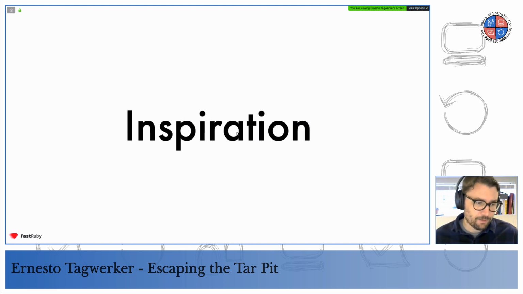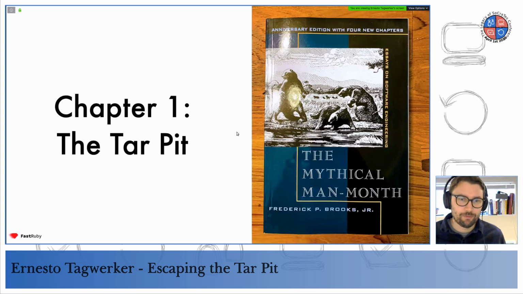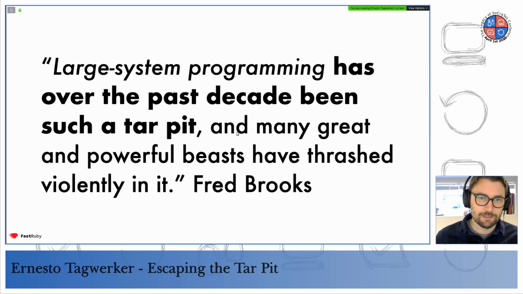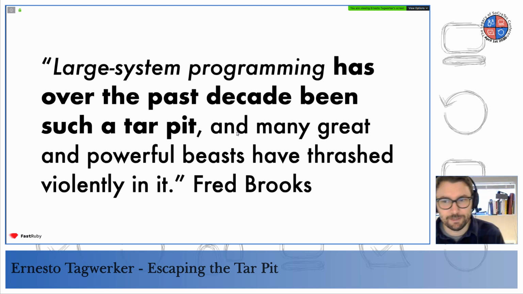Now, the inspiration for the title of this talk, Escaping the Tar Pit, comes from one of my favorite books, The Mythical Man-Month. In the very first chapter, he talks about the tar pit. And I think we're all sort of familiar with this idea of prehistoric beasts getting entangled in the sticky tar. I like the analogy he makes. He talks about large system programming being stuck in such a tar pit in the past decade. And then he goes on to say, and many great and powerful beasts have thrashed violently in it. He's talking about the past decade, but the truth is that this book was published in the 70s. So when he's talking about the past decade, he's talking about the 60s and the 70s. And I think it's fascinating that to this day, we still see some of the problems that he describes in that chapter.